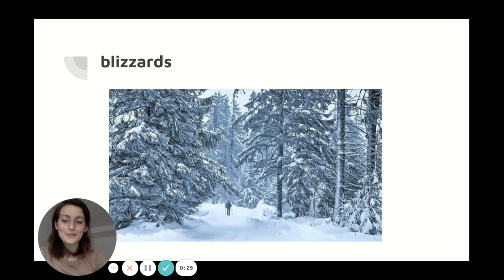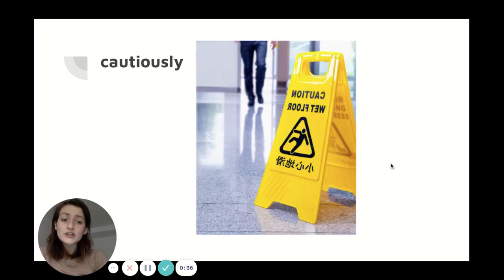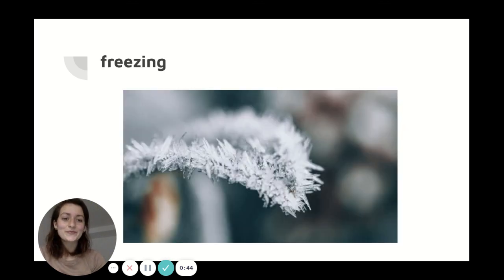Let's go over some vocab. Blizzards. Blizzards are heavy snowstorms with a lot of wind and snow. Look at all that snow. Cautiously means carefully. So this sign says caution, wet floor, so you have to walk very cautiously so you don't slip.